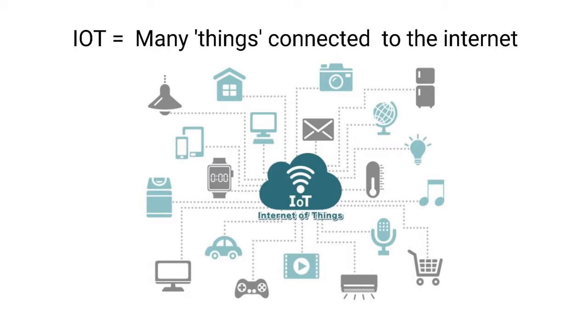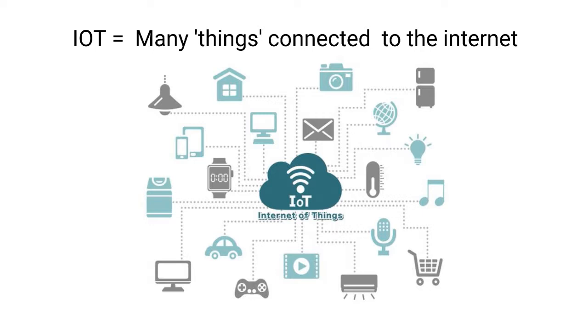Internet of Things, or IoT, is a phrase that has been used quite a bit in the last few years. In this video, we'll define IoT and talk about some examples of how IoT comes into play in our lives. Simply put, IoT is about the ability for many devices to connect to the internet.